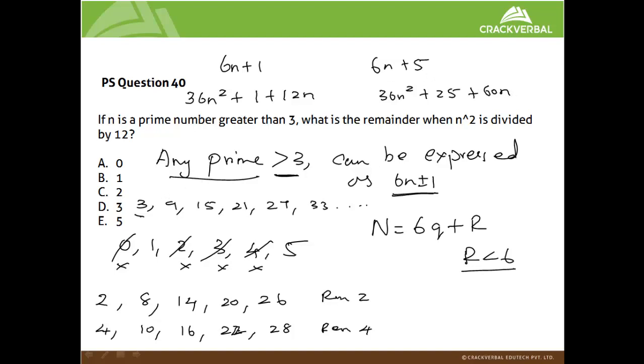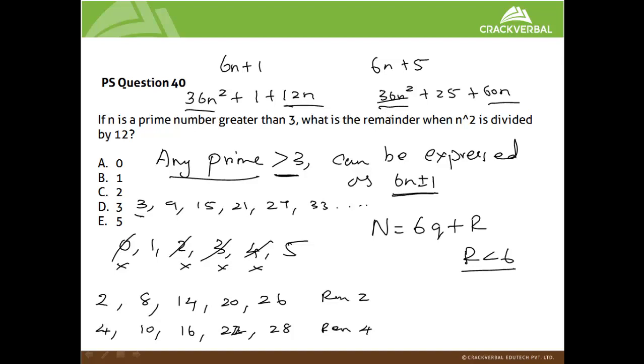Now if you look at it, 36n square is divisible by 12, because 12 3s are 36. The 12n term is a multiple of 12, and the 60n term is also divisible by 12, because 12 5s are 60. So of course it is divisible by 12. Whenever you divide 1 by 12, the remainder is 1, and when you divide 25 by 12, the remainder is 1. So that's the reason we always get the remainder as 1.